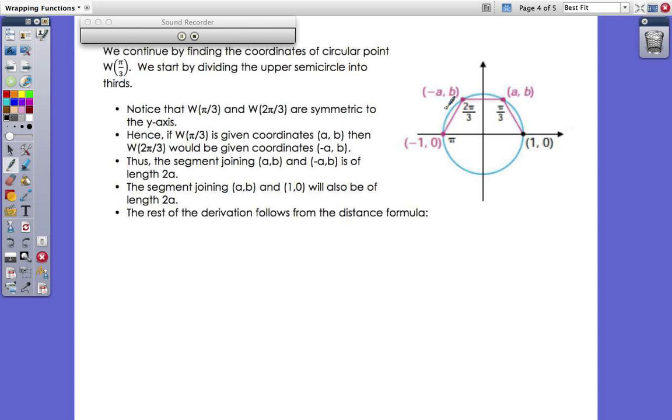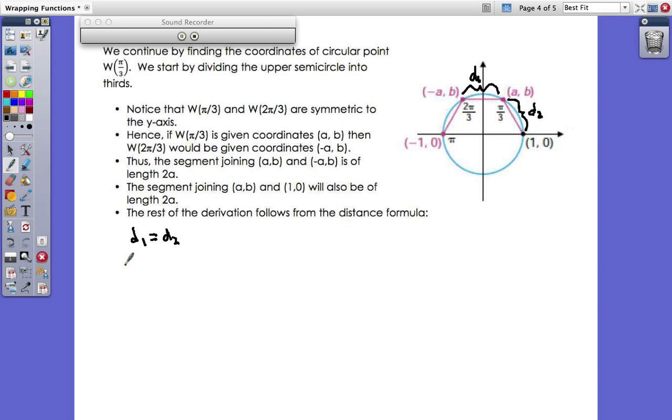Well, that means that the segment joining negative a, b and positive a, b, this little segment right here, has to have a distance equal to 2a. And for right now, I'm just going to call that D1. Likewise, the segment joining a, b and 1, 0 will also have to have a distance of 2a, and I'll call that one for right now D2. So those distances have to be equal, and the rest of the derivation is going to fall in line from the distance formula. So D1 equals D2 is where it'll start.